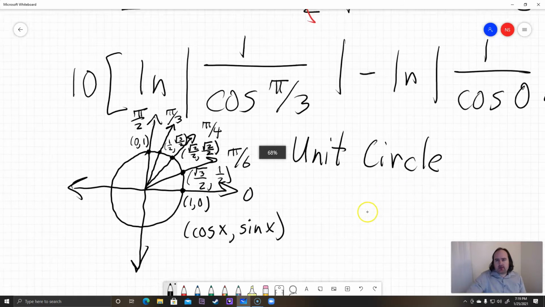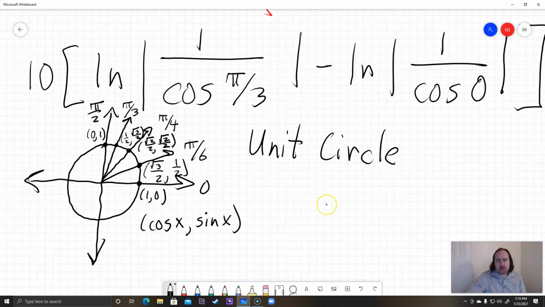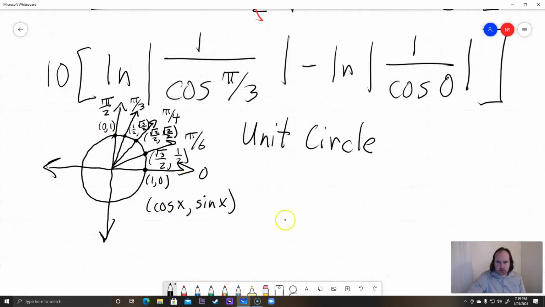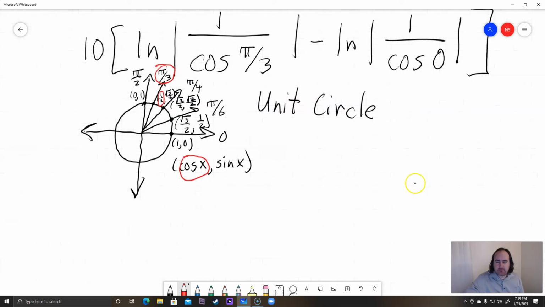Okay, but when you want to do something like cosine of pi over 3, if you don't want to use a calculator, you can just memorize the unit circle and use that. But for cosine of pi over 3, this right here is pi over 3, and we know that cosine is the first coordinate, so here cosine of pi over 3 is 1/2. Okay, but hopefully most people already knew how to do that from their other classes.